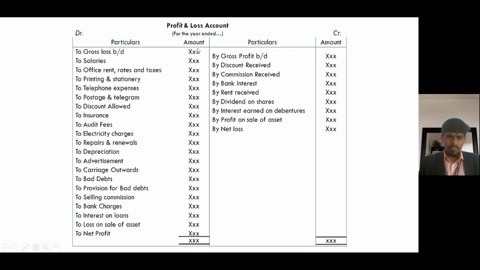And if it is here it is more, in the sense if it is debit side it is less, so whatever the remaining difference value is, that will be taken as a net profit. And if the debit side is more and the credit side is less, the difference value will be taken as a net loss. Okay, so this is the profit and loss account.